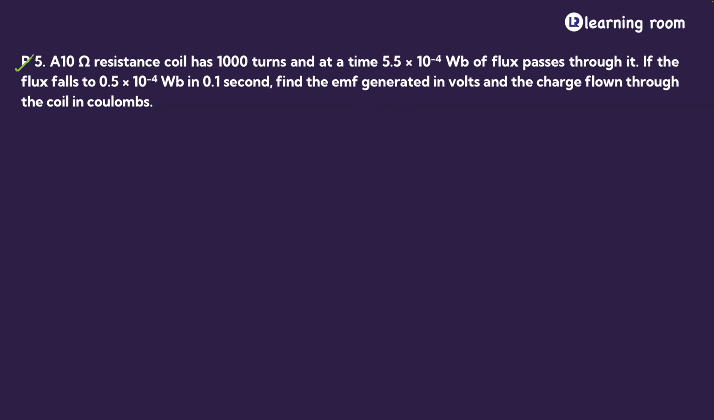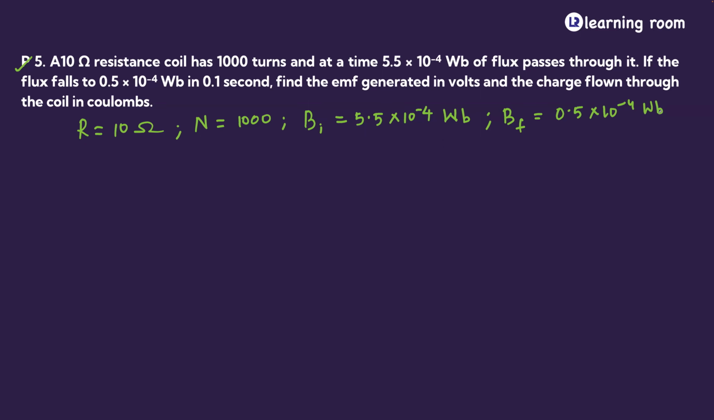So let's see how to solve this. A 10 ohm resistance coil has 1000 turns. So resistance of the coil is 10 ohm. What are the number of turns in this? 1000, that is 10 power 3. And at a time, there was some instance where the value of magnetic flux was 5.5 into 10 power minus 4 Weber. If the flux falls to, if the final flux is 0.5 into 10 power minus 4 Weber in how much time?